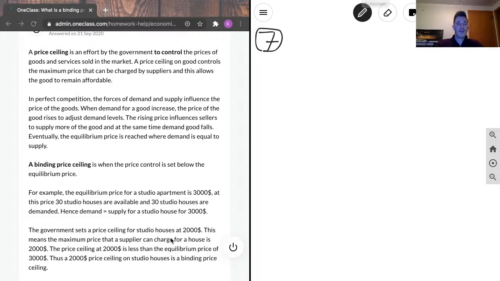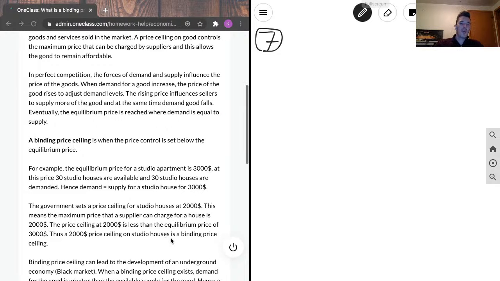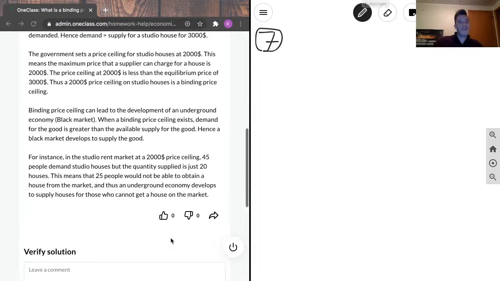A binding price ceiling is when the price control is set below the equilibrium price. For example, the equilibrium price for a studio apartment is $3,000. At this price, 30 studio houses are available, and 30 studio houses are demanded. Hence, demand equals supply for a studio house at $3,000, aka we're in equilibrium in that market. But if the government sets a price ceiling for studio houses at $2,000, this means that the maximum price a supplier can charge for a house is $2,000. The price ceiling at $2,000 is less than the equilibrium price of $3,000. Thus, a $2,000 price ceiling on studio houses is a binding price ceiling.